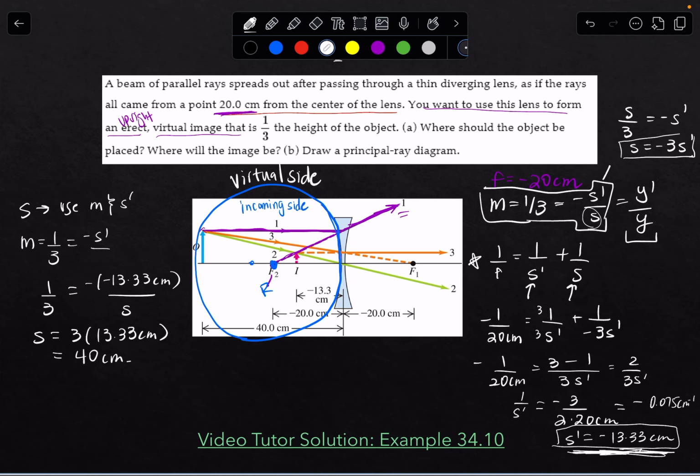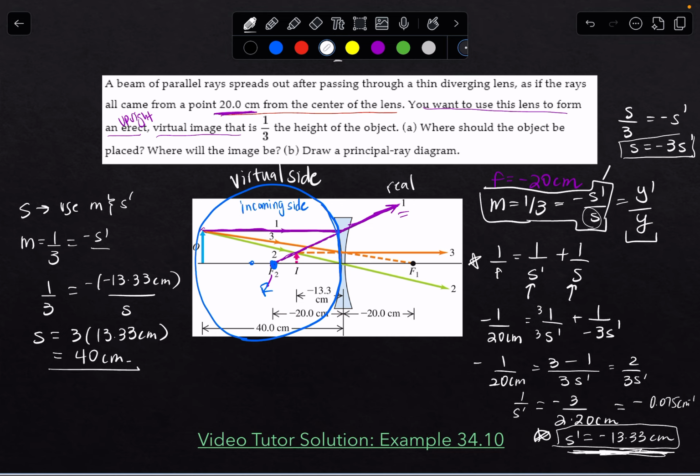Why? Because we expect images to be on the other side, right? The real side of the lens is the side where we expect the image to be. So the virtual side is basically the incoming side of the ray. So it's a virtual side, negative 13.33. So that's where the image will end up. So that answers the second part. This answers the first part.